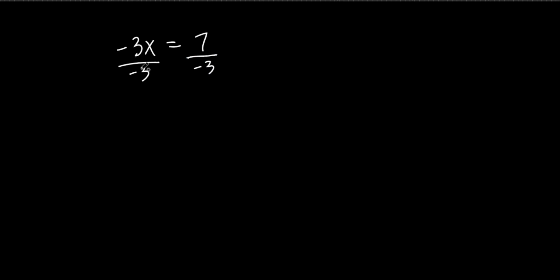What happens here? Negative over negative is positive. 3 over 3 is 1. 1 times x is x. So this cancels out with that. Now, what do we do here? This doesn't come out even, right? 7's not divisible by 3, so you just leave it.